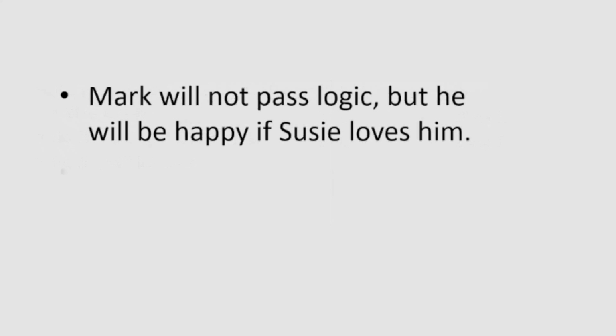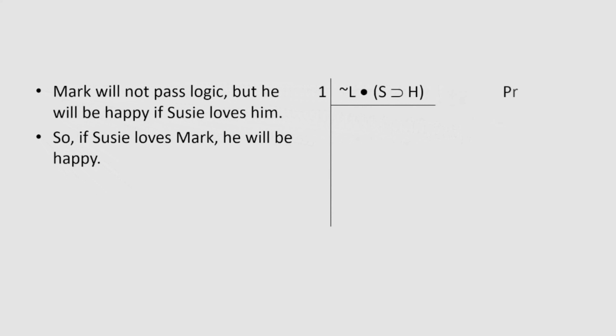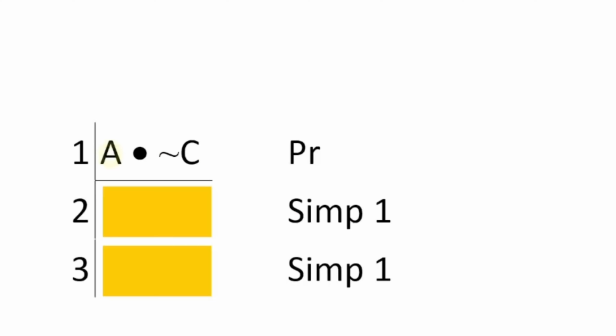Here's another example of a more complex conjunction. Mark will not pass logic, but he'll be happy if Susie loves him. We can surely infer that if Susie loves Mark, he will be happy. This is a relatively uncomplicated conjunction. We can derive the first conjunct by simplification or the second conjunct, here not C.